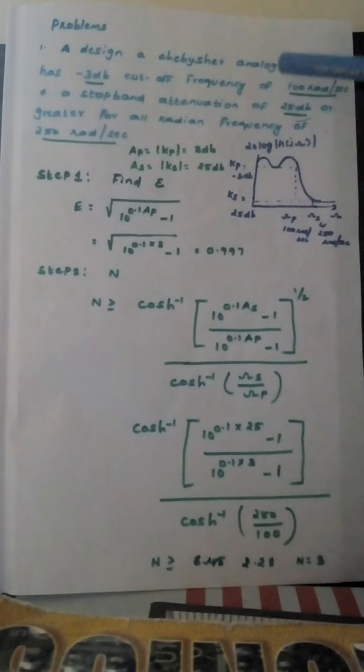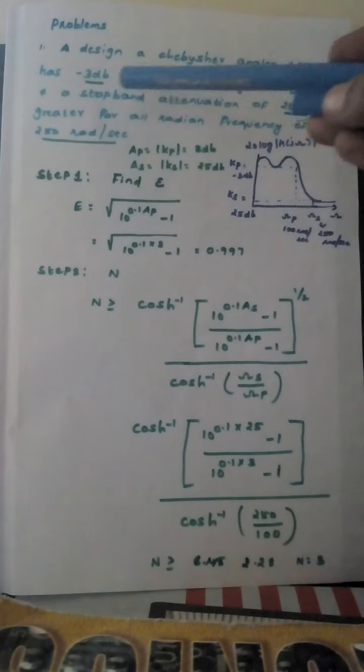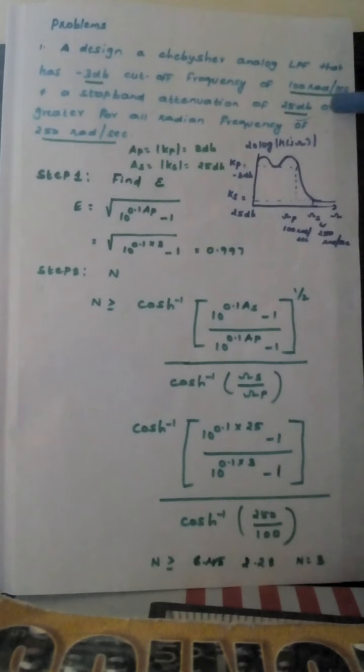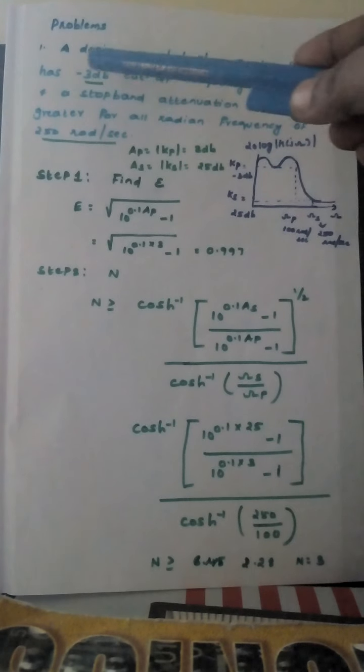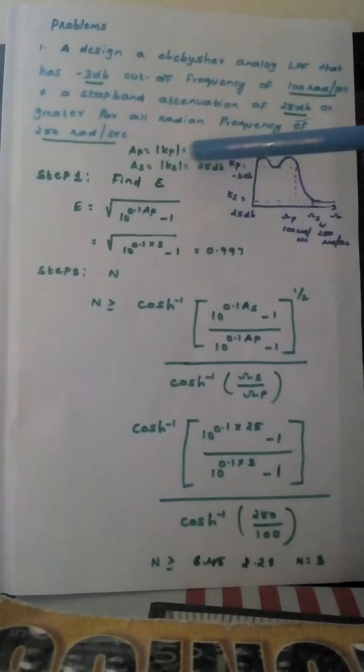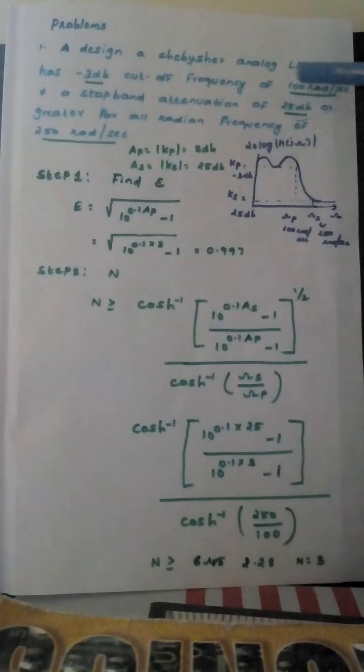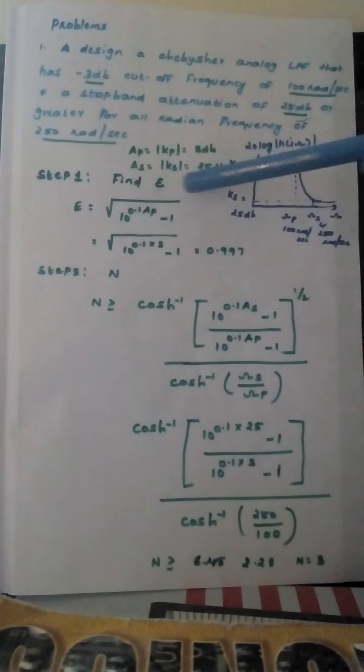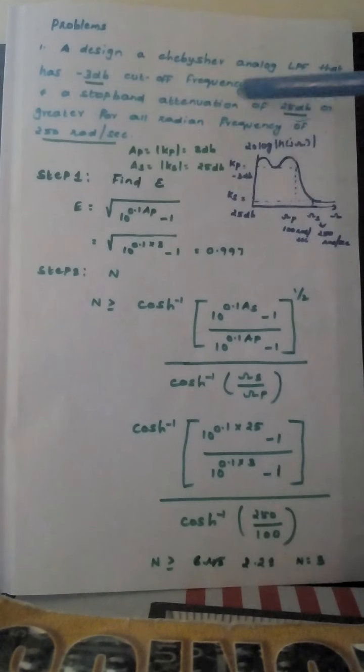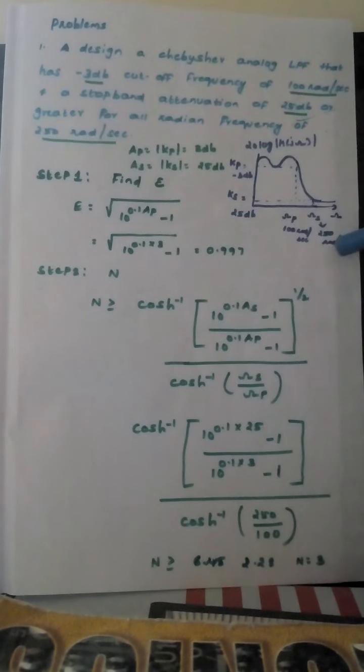Design a Chebyshev analog low pass filter that has a minus 3 decibel cutoff frequency of 100 radian per second and a stop band attenuation of 25 decibel or greater for all radian frequencies of 250 radian per second. So they have given AP, which is the modulus of KP, as 3 decibel. The corresponding frequency omega P is 100 radian per second. The stop band attenuation AS is 25 decibel, and the corresponding frequency omega S is 250 radian per second.